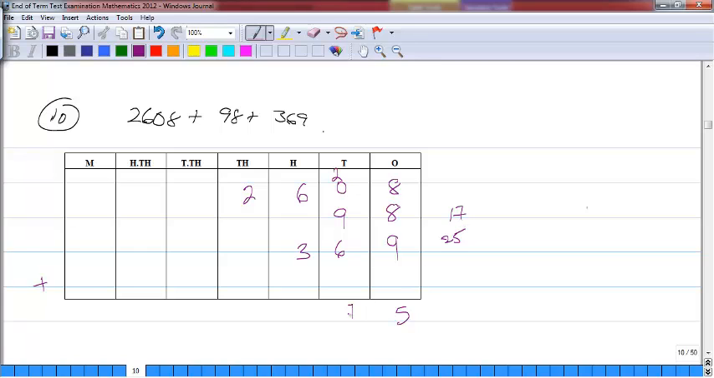I set down my 7 and carry 1. 3 and 6 would make 9. 9 and 1 would make 10. I can set down my 0 and carry 1. And 2 plus 1 is 3. My answer being what? 3,075. So for number 10, my answer is D. Number 10, D.